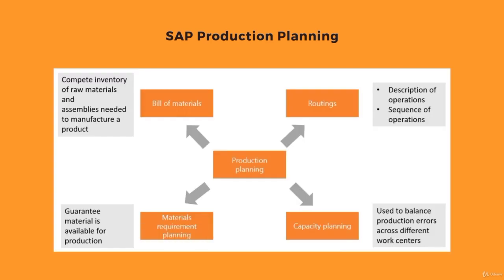Four of the major aspects of SAP production planning are the bill of materials, routings, capacity planning, and material requirement planning. Let's look first at the bill of materials. The bill of materials is often called the BOM in SAP. It's a complete inventory of the raw materials, assemblies, and other components needed to manufacture a product. Essentially, a bill of materials is the ingredients list part of a recipe.